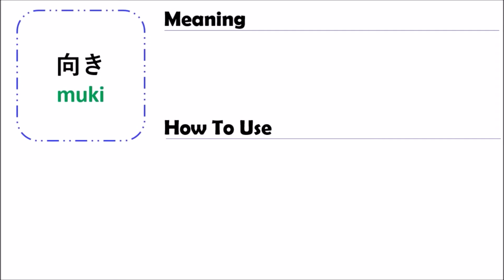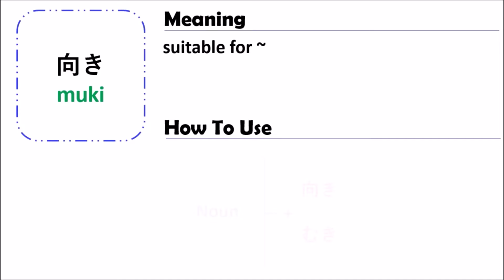Next we are going to learn about the grammar of MUKI. The first grammar in this video clip we learned is MUKE, right? But now we learn MUKI. MUKI and MUKE are very similar. Here, the grammar MUKI means suitable for.